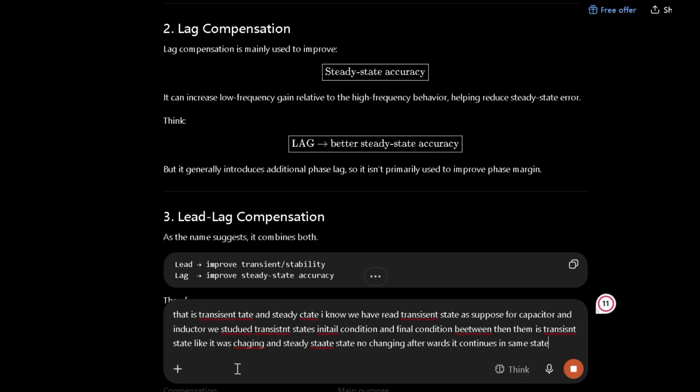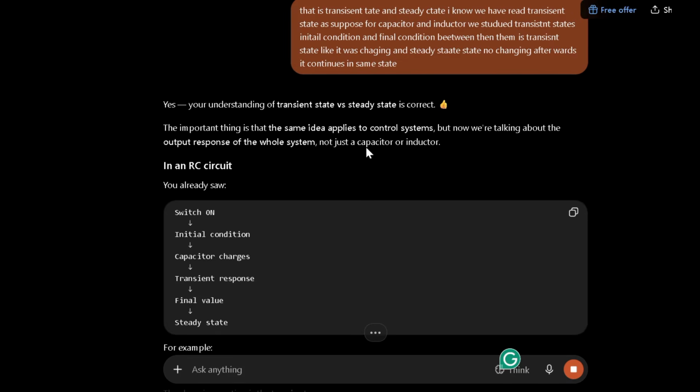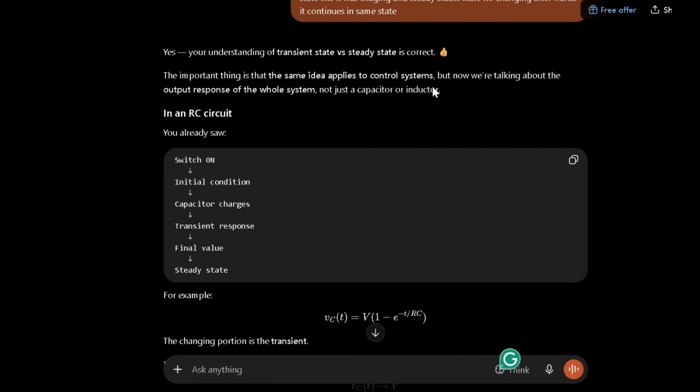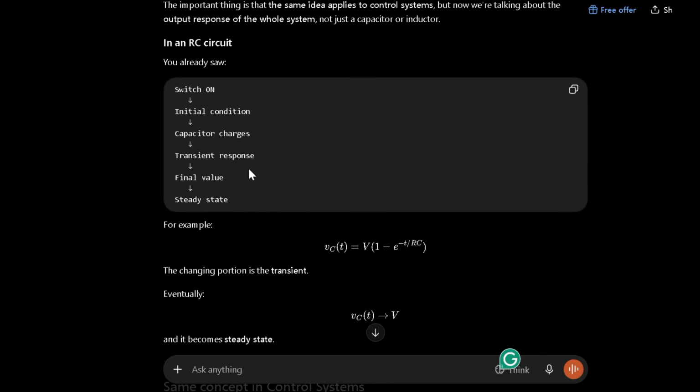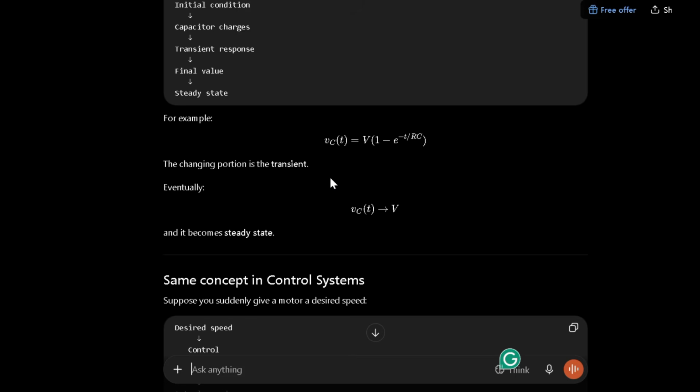Yes, your understanding of transfer is correct. The important thing is the same idea applies to control, but now we are talking about the output response of the whole system, not just a capacitor or inductor. In an RC circuit, you already saw the switch-on initial condition, capacitor transient response and final values. For example, VC(t) equals V times (1 minus e to the power minus t by RC). The changing portion is the transient, and eventually VC(t) equals V, so it becomes steady state.